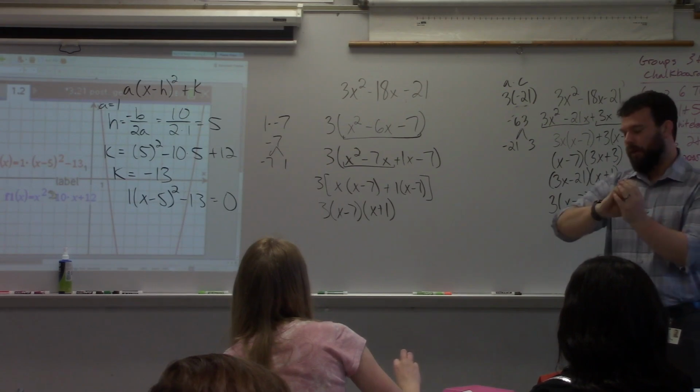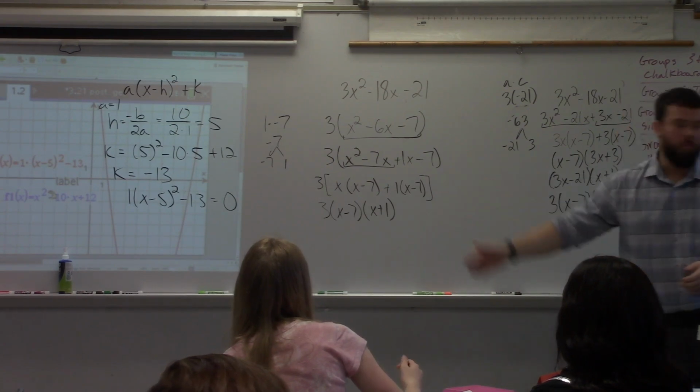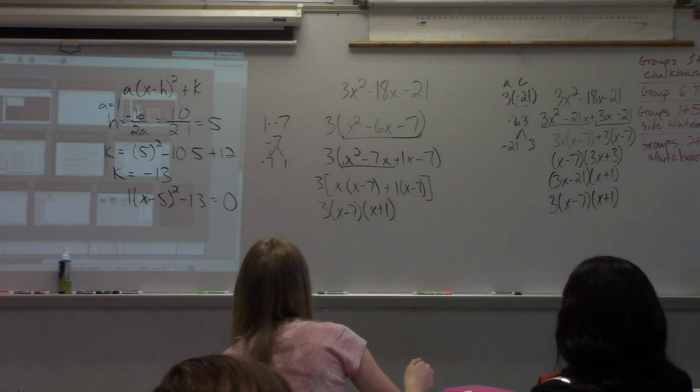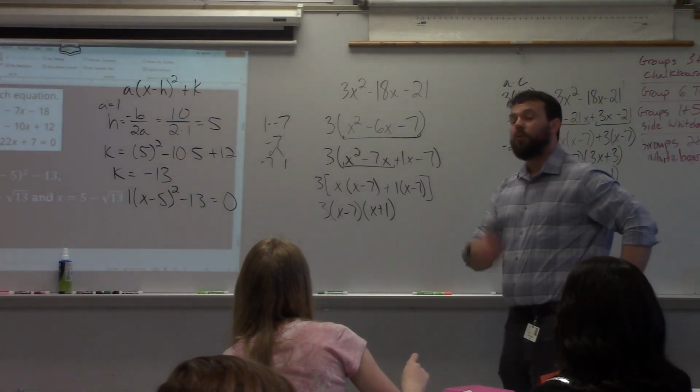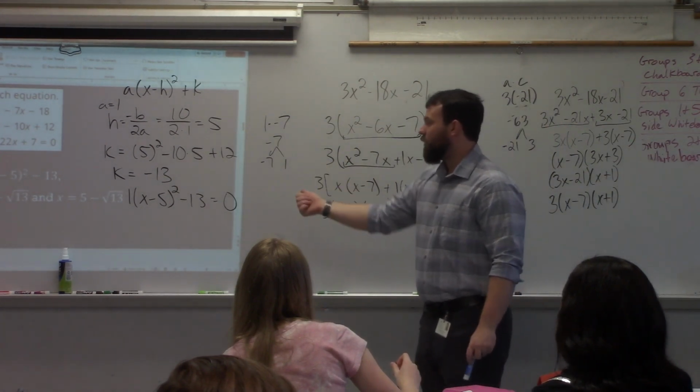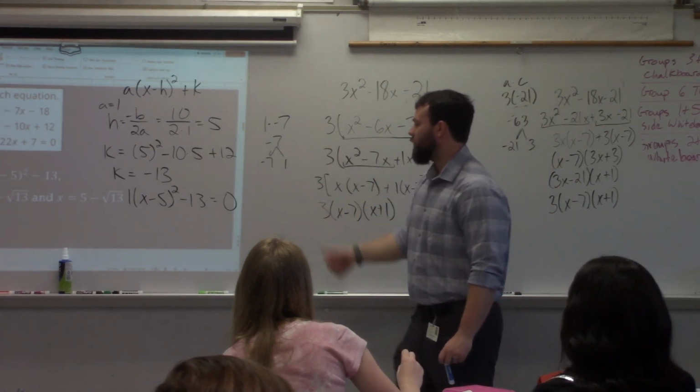And why are we rewriting it in vertex form? What is the goal? Why is this vertex form so useful? We can factor it. Say again. We can factor it. Okay, so we couldn't factor it, so why do I want it in vertex form? What can I do from this vertex form?